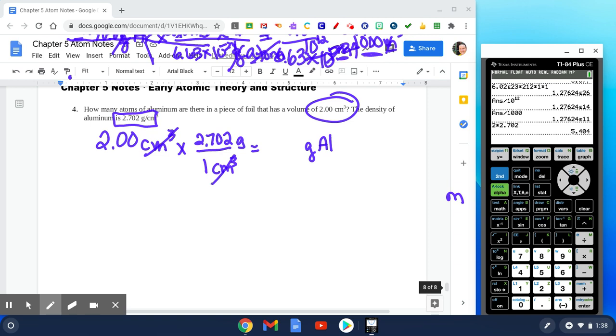All right, so now that gives me 5.404 grams. Now, it doesn't ask me for grams, it asks me for atoms. So we have to find a way to get from grams to atoms. I haven't introduced this concept yet to you guys, but I'm going to go ahead and show you how to do it, and then we'll talk more about this later on.